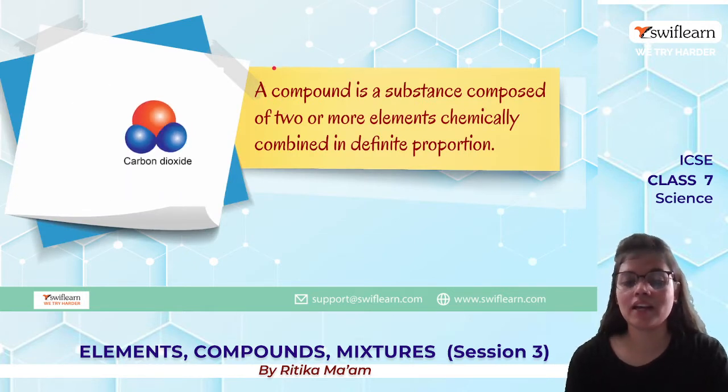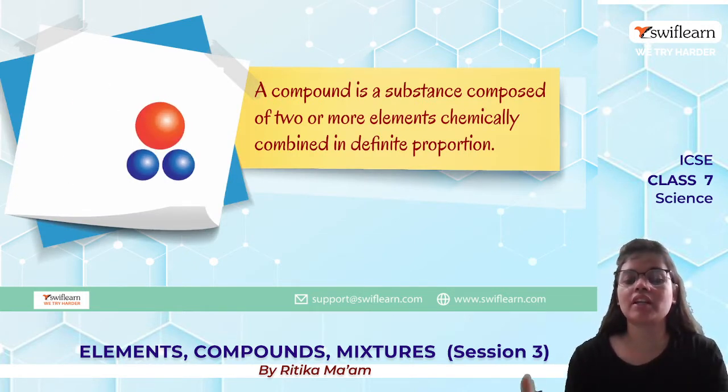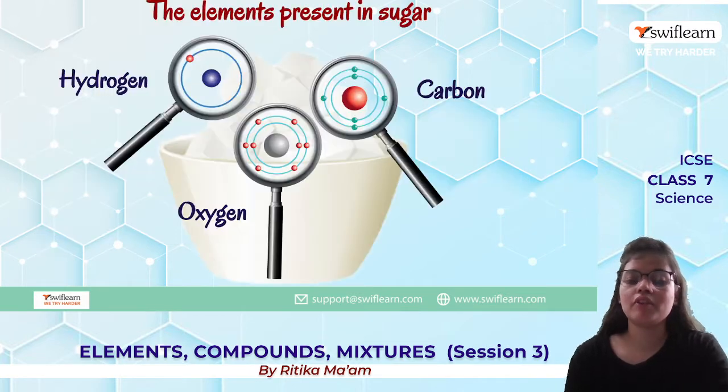So it is a substance made up of 2 or more elements which are chemically combined in a definite and fixed proportion. If I talk about sugar, it is made up of 3 types of elements: hydrogen, oxygen, carbon.